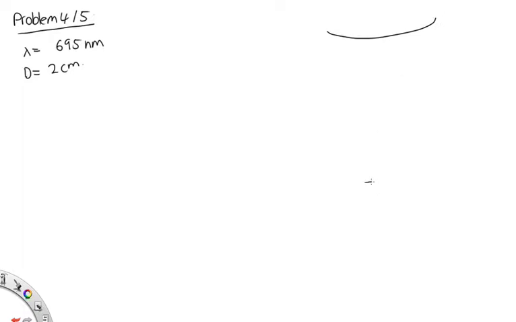Okay, we're on to problem 4 for 1221 or 5 for 1231. In this problem, we've got a ruby laser with a wavelength of 694 nanometers. It goes through a circular aperture with a diameter of 2 centimeters. Now we're told that this is aimed at the moon and that we can assume that the spread is due only to the diffraction of this aperture.